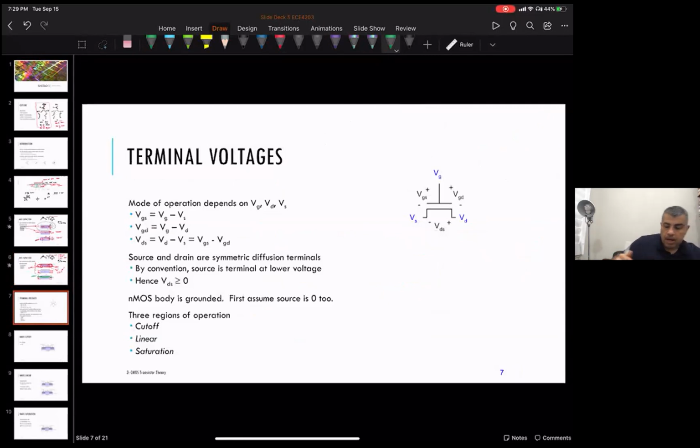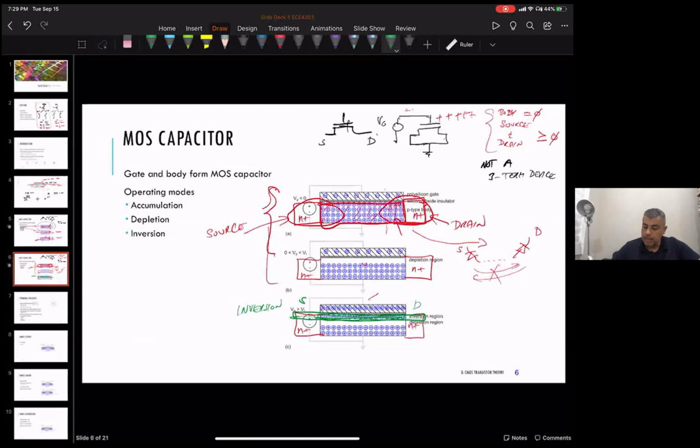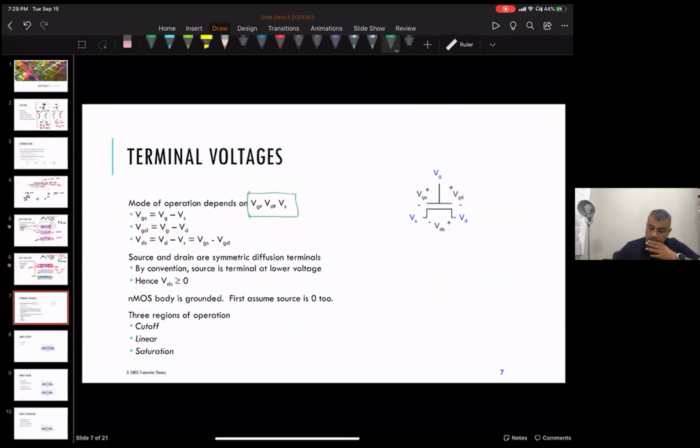So we end up with these three modes of operation, depending on our gate, drain, and source voltages. Again, this is caused by the effect of going between accumulation, depletion, and inversion. And you'll see why, instead of the gate, we're going to look at the gate source voltage, from the gate to the source.